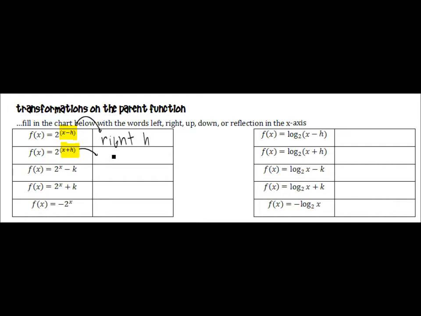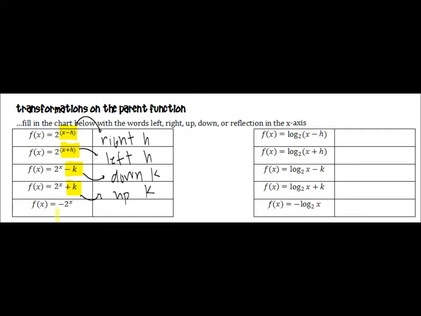Adding onto that x is again opposite of what you would think. It moves the function left 8 units. When you subtract a number on the outside of a function, it's a vertical shift, and it's exactly what you would think. Minus k outside this function will move it down k units. Adding a k on the outside of a function moves it up k units.